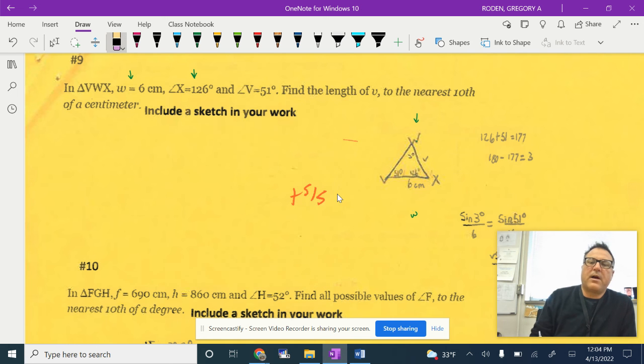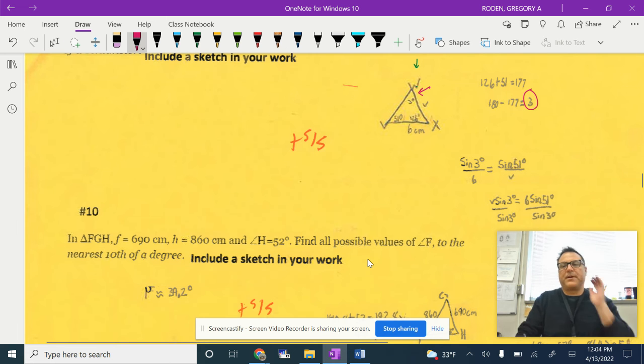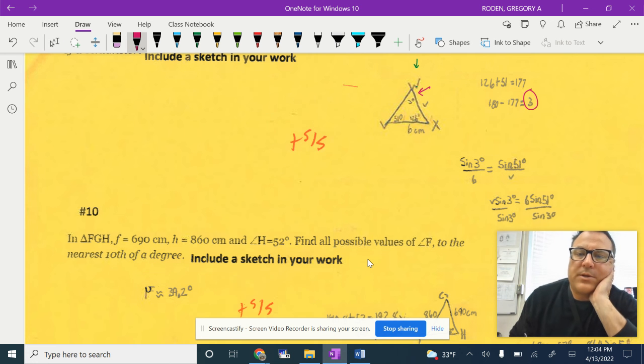We're going to use law of sines. You can figure out this degree right here because you can just subtract it from 180. That's what he did, and you get 3 degrees right here. Obviously this wouldn't be an equilateral triangle like this, but that's fine. So now we can do law of sines.